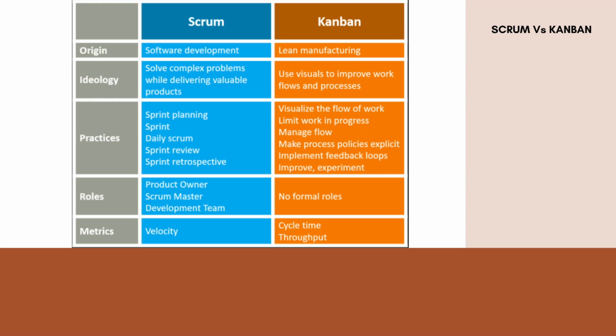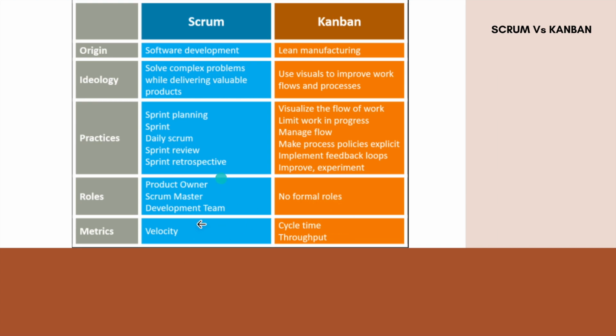Now, how about the roles? Roles are defined in Scrum. There will be a product owner, Scrum Master, development team, QA team, various other teams. Each team plays their own role. In Kanban, there is no formal role, and anyone can take up a particular role and complete the objective.